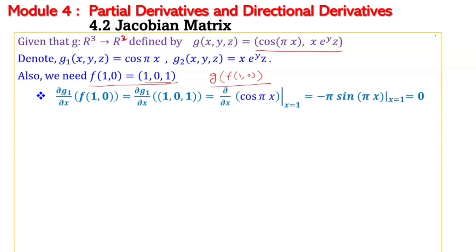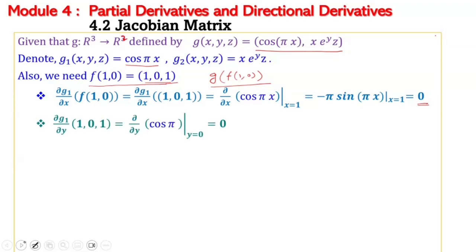Again we continue with similar partial derivatives: the partial derivative of g1 with respect to x at f(1, 0). This is the partial derivative of cosine pi x, which will be minus pi sine pi x. At x equal to 1 it becomes sine pi, and sine pi is 0.